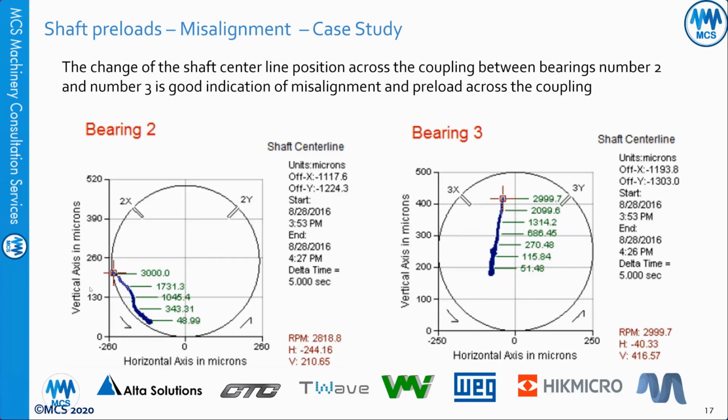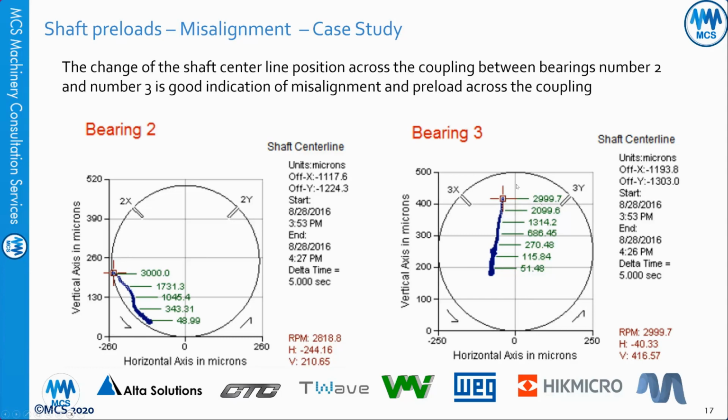Secondly, when we look at the shaft center line for bearings 2 and 3, especially bearing 2, we have the shaft center line very near to the bearing clearance circle. This means that the shaft is running very near to the bearing internal walls, and we must see high restriction of movement in this bearing especially.